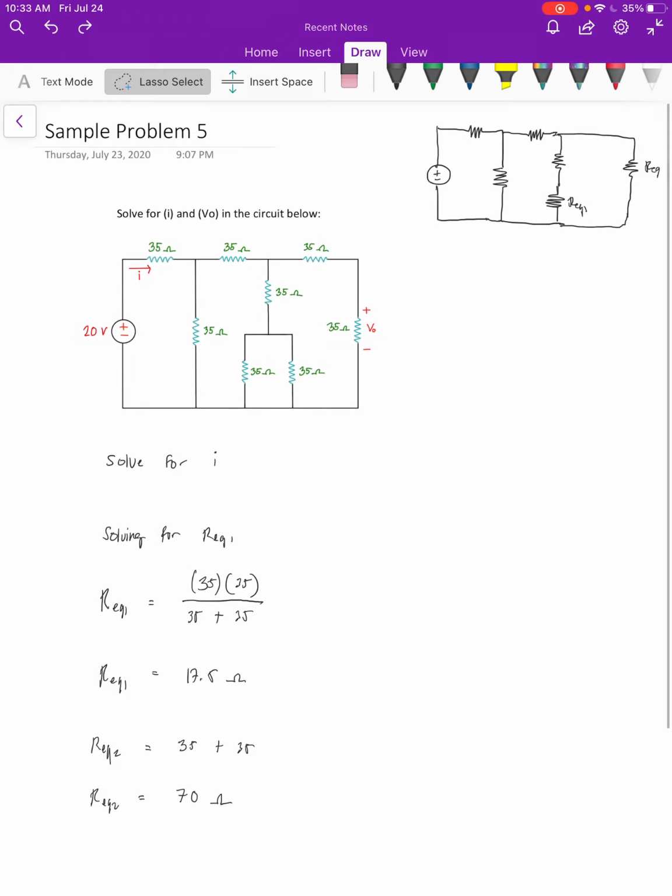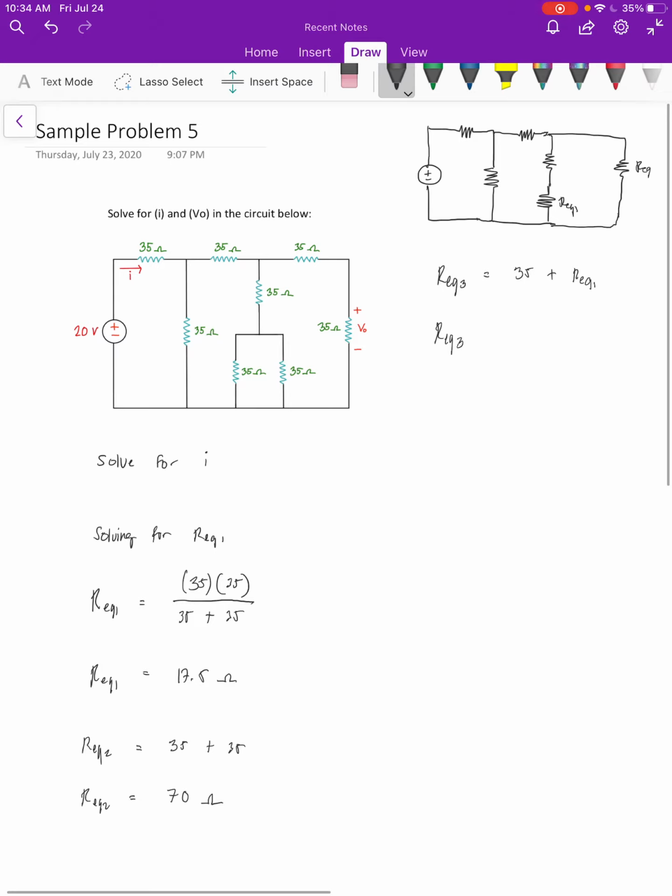So continuing on to the problem set, REQ3 is equal to, again, this is 35 plus REQ1. We have the value for REQ1 right here, which is 17.5 ohms. So we're just going to add that onto the 35, and then we have REQ3, which is equal to 52.5 ohms. So again, this is the value for REQ3.